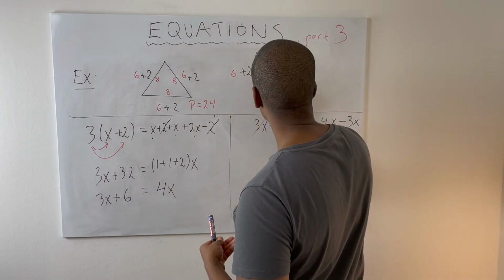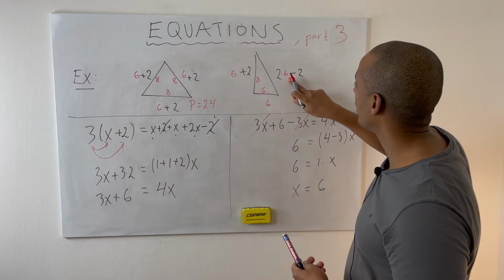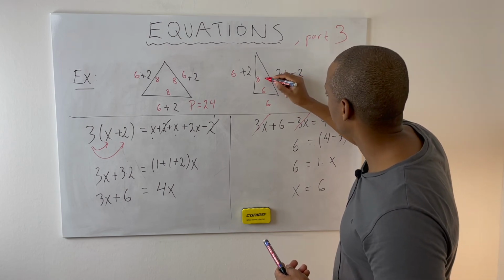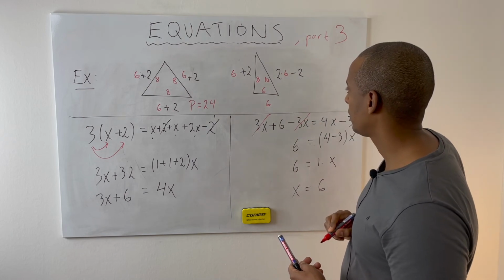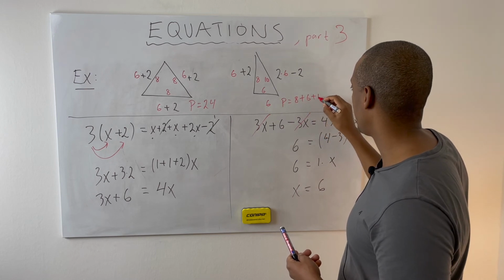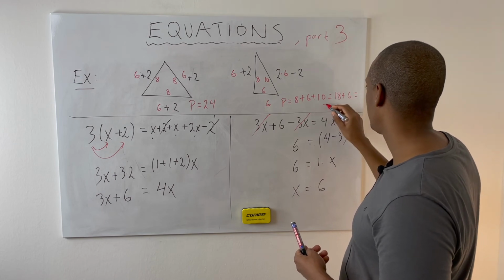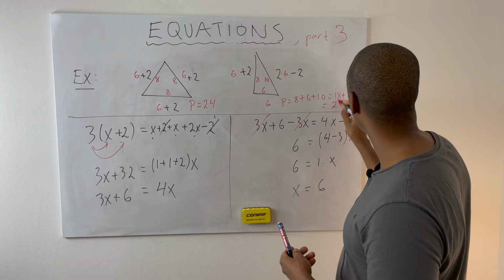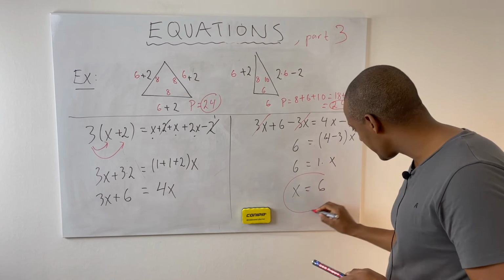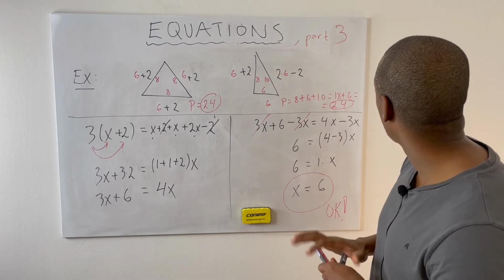Here we have 6 plus 2, that's 8. This is 6, and this is 2 times 6 is 12, and 12 minus 2 is 10, right? So the perimeter here is 8 plus 6 plus 10. That's 18 plus 6, 24. So the perimeters of this one and this one are the same. So our solution, x equals 6, is totally okay.